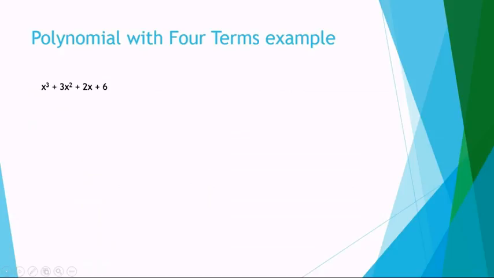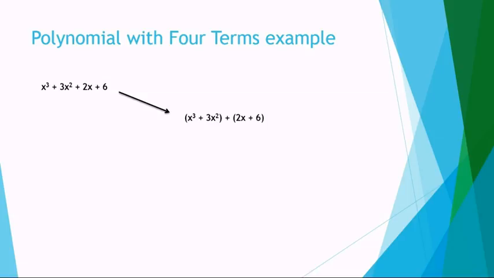So here I have a 4-term polynomial, x cubed plus 3x squared plus 2x plus 6. So I'm going to do factor by grouping. I'm just going to group the first 2 terms, and I'm going to group the last 2 terms. After I group those 2 terms, I'm going to factor out the greatest common factor from each group. So here my greatest common factor is going to be x squared, because I can pull out x squared from here, I can pull out x squared from here.